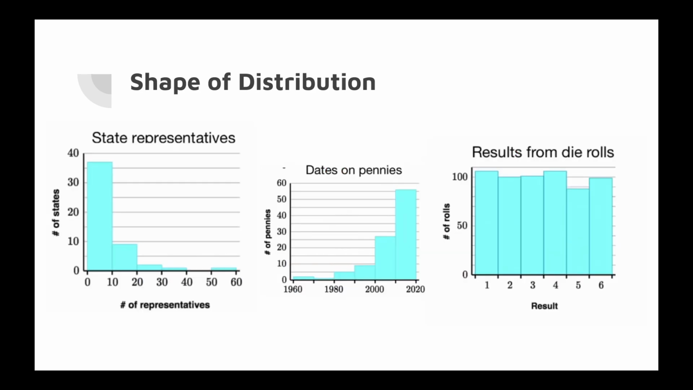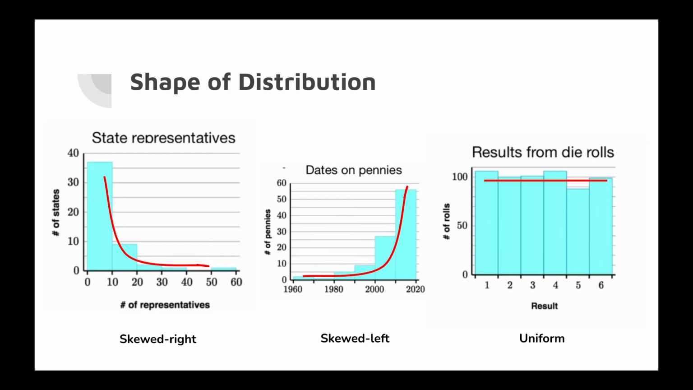When we have lots of data on the lower side but only a few data on the right side, we call this a skewed right distribution. Or in a sentence, we say the distribution is skewed to the right. On the other hand, when we have lots of data on the right side and only a few data on the left side, we call this a skewed left graph, or the data is skewed to the left. And lastly, when all the data have similar frequency, we call this a uniform distribution.